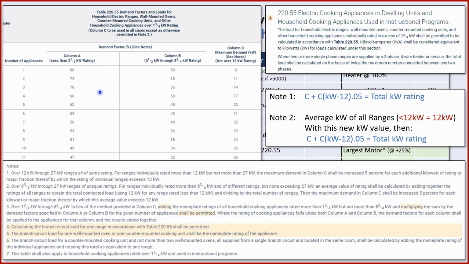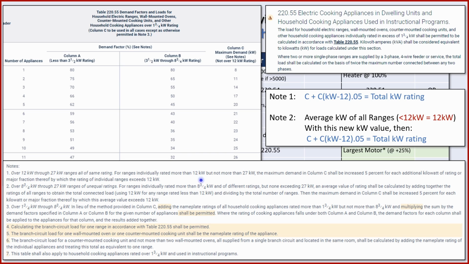So if you have one range that fits, let's say it's a 3 kW rated range, 3,000 watts. If you just have one of them, you can multiply 80% by 3,000 and that will give you your kW rating for that range. Now if you have one that's say 4, then you multiply that 4 kW by 80%. Now let's say you have 2, then you'd multiply it by 65%, and so on and so forth. So it's really pretty easy.